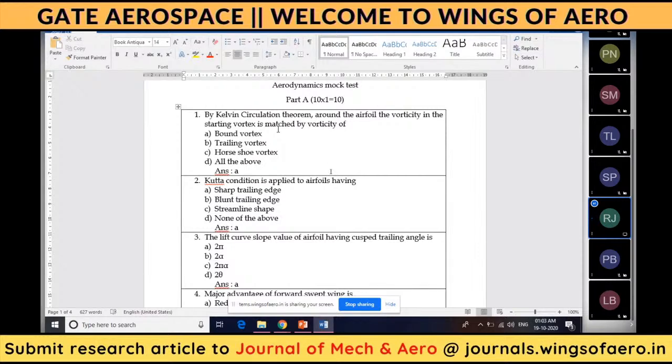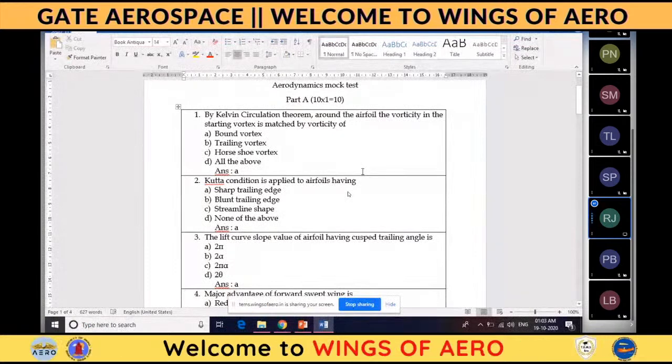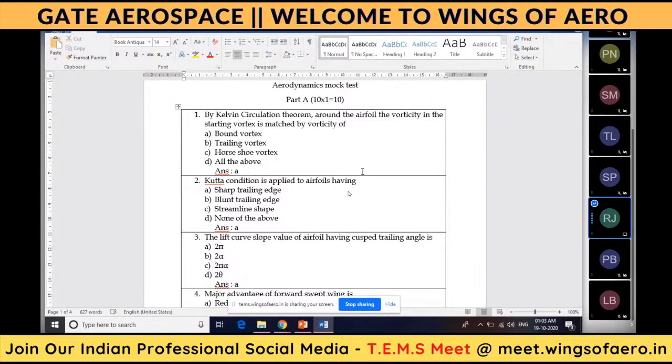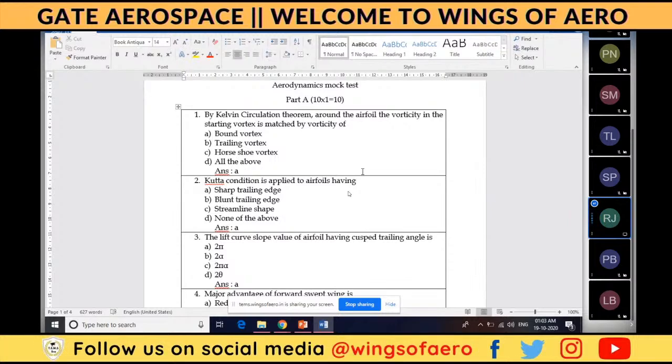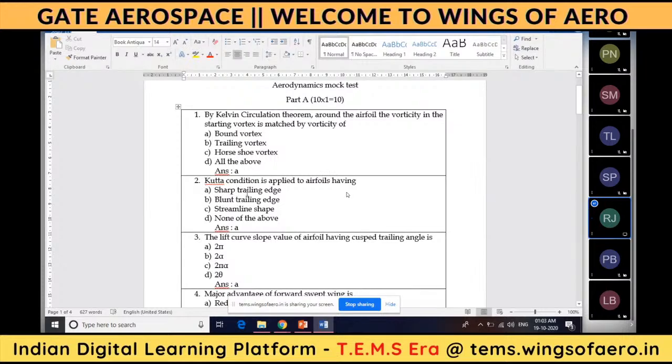Then the second question: Kutta condition is applied to aerofoils having, as you already know, in order to satisfy the Kutta condition, the vortex strength at the trailing edge should be equal to 0. The stagnation point should also be at the trailing edge. Without a trailing edge, the Kutta condition cannot be satisfied. Therefore, in order to satisfy the Kutta condition, the airfoil should have a sharp trailing edge. So the answer is A, sharp trailing edge.